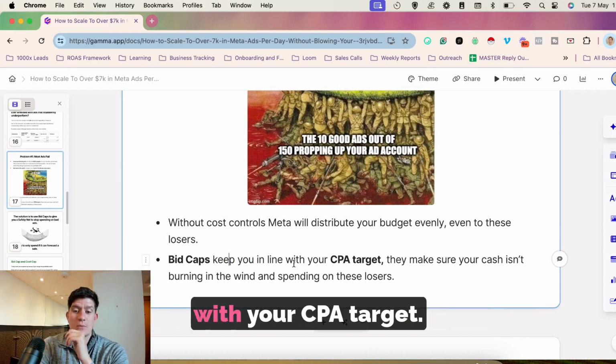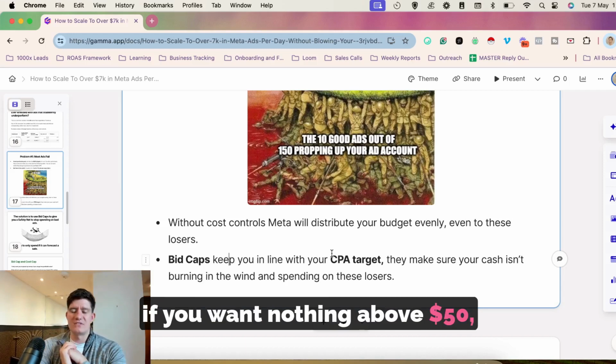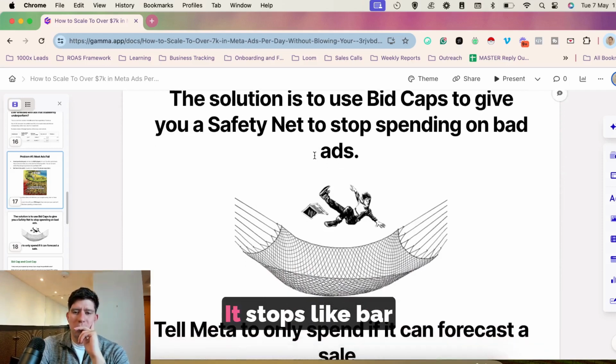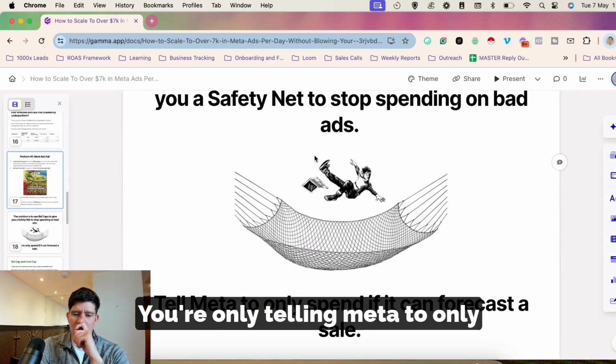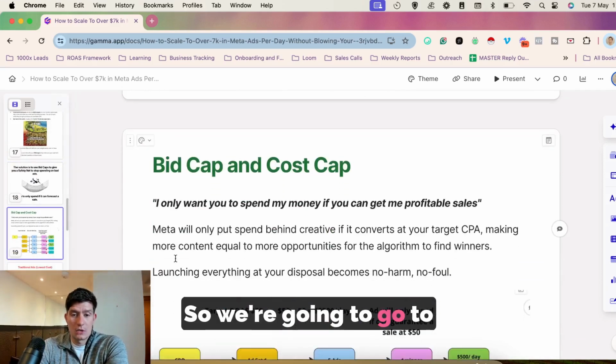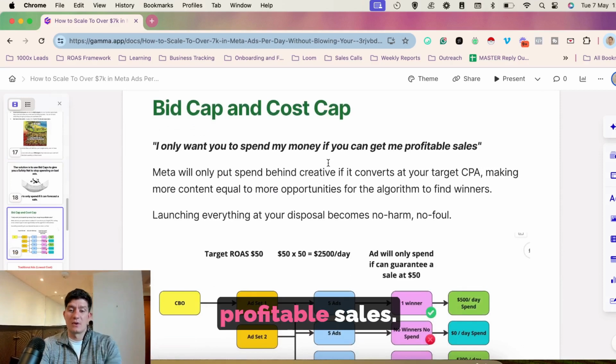I keep reiterating this point and apologize if it's repetitive, but it's super important to know. Bid caps keep you in line with your CPA target. Going back to the analogy, if you want nothing above $50, it won't spend. It's a little bit like a safety net. It stops bad ads performing. You're telling Meta to only spend if it can forecast a sale. I only want you to spend my money if you can get me profitable sales.